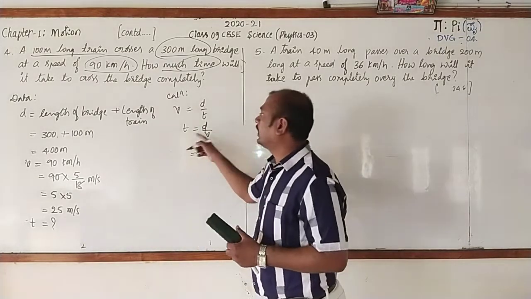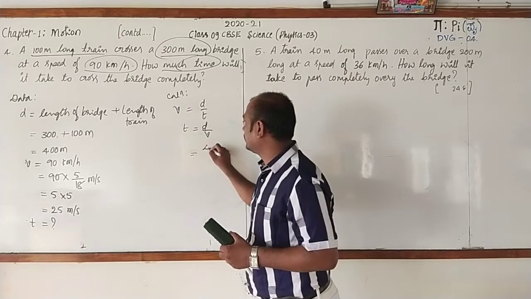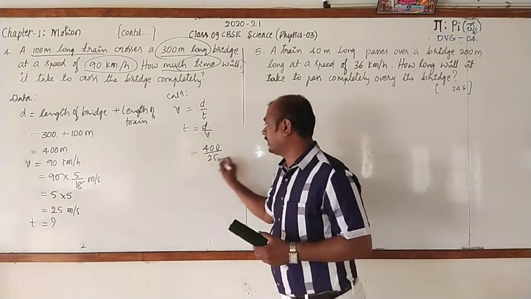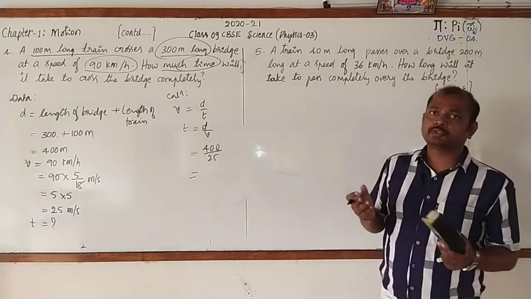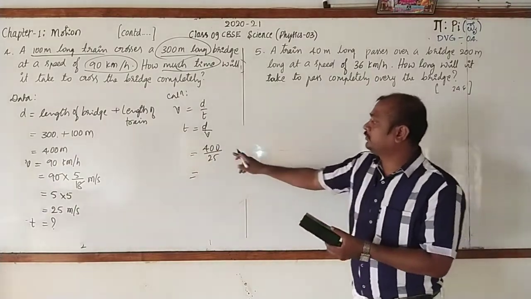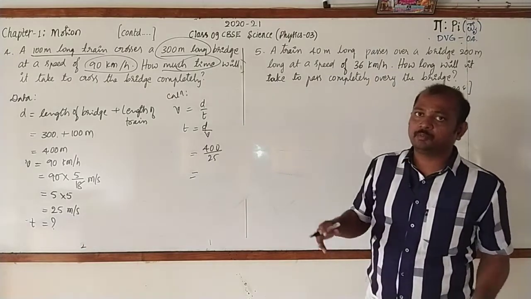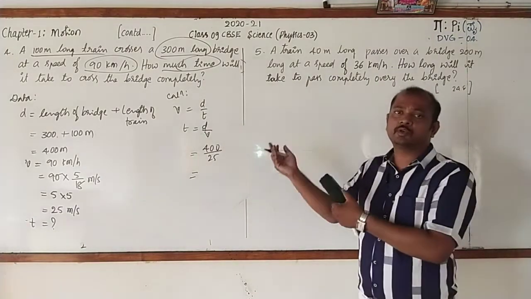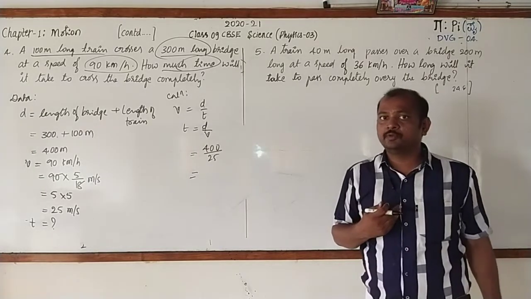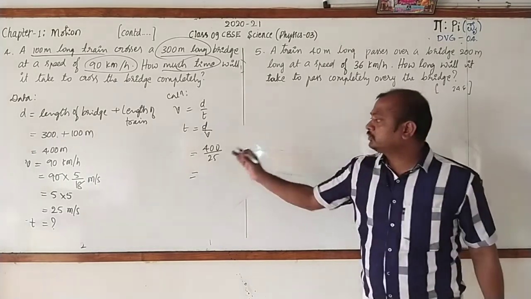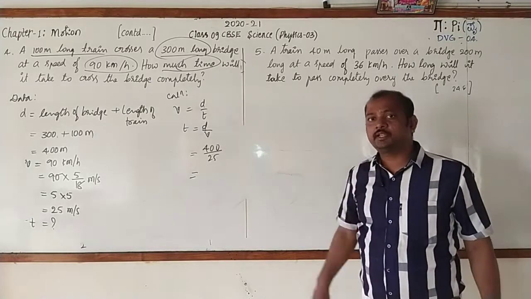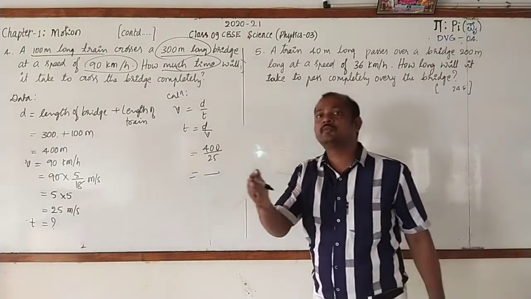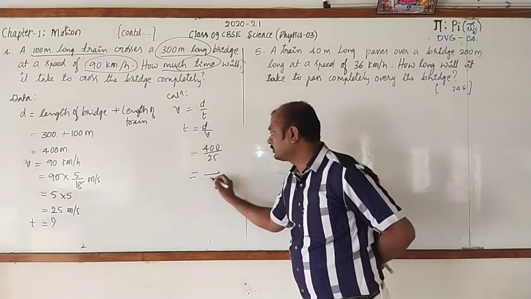Substitute now. What is the distance? Distance is 400. What is the speed? It is 25. Can it be cancelled? Both are multiples of 5, or 400 is a multiple of 25. However you feel more comfortable, you can go for that. But in my point of view, table 25 is simple. You can go for cancelling it directly. Or else, if you do not know, go for table 5. 5, how much is 25?